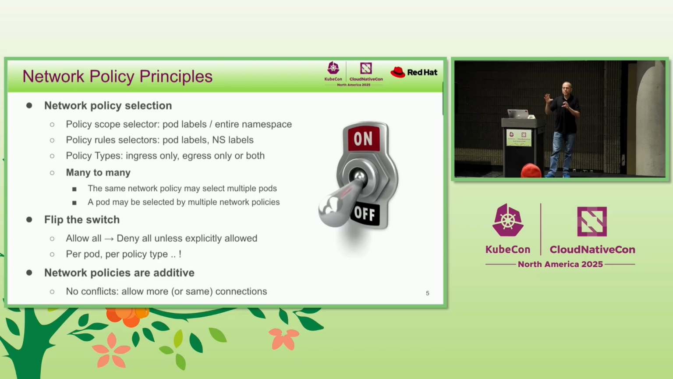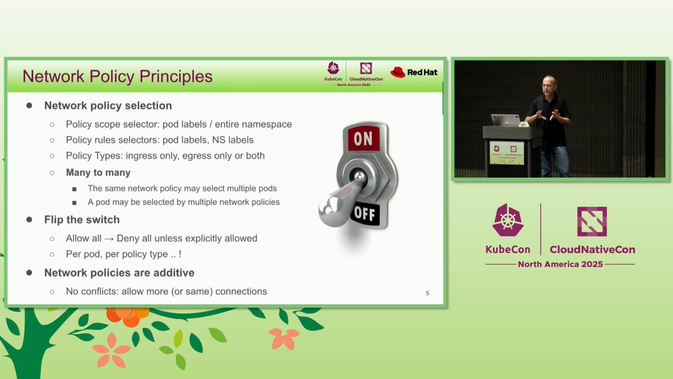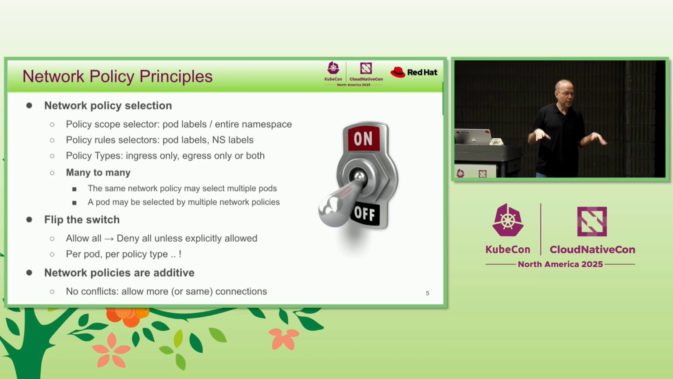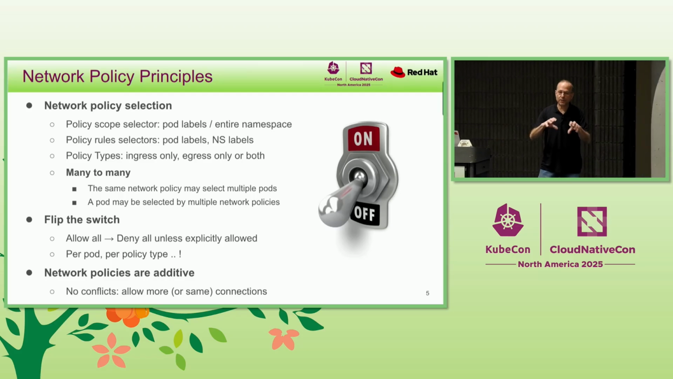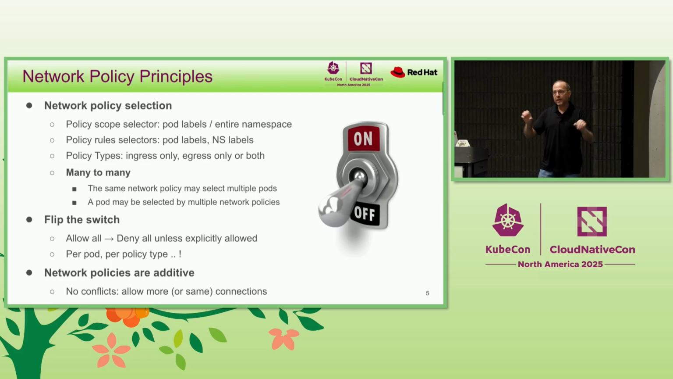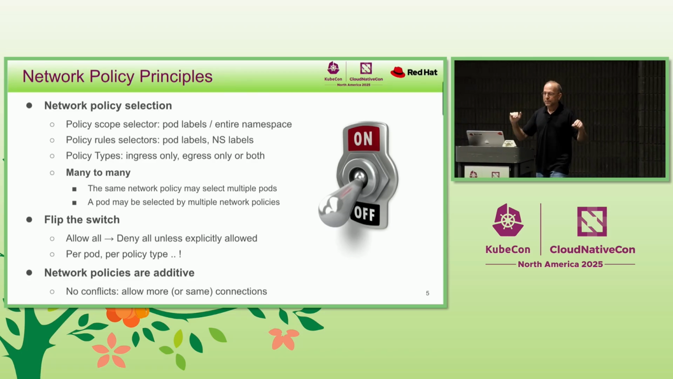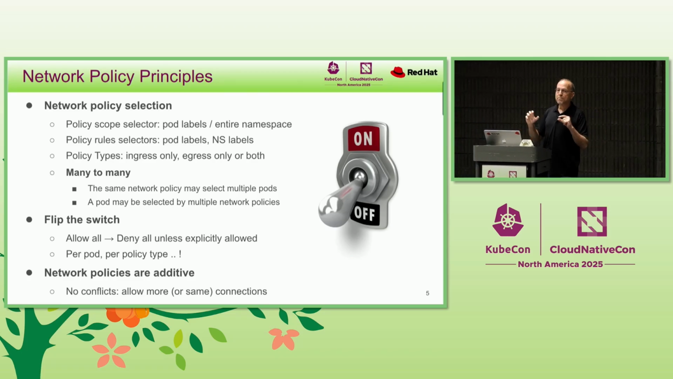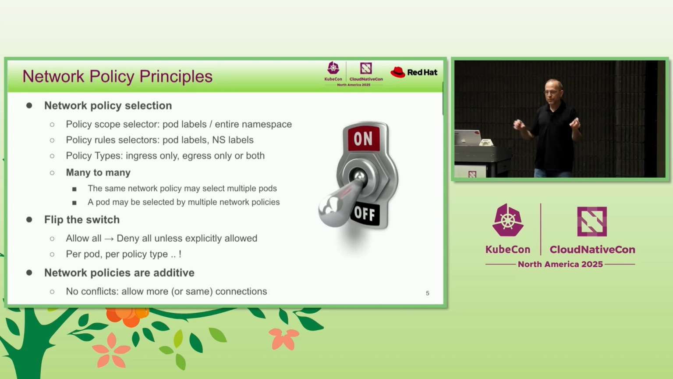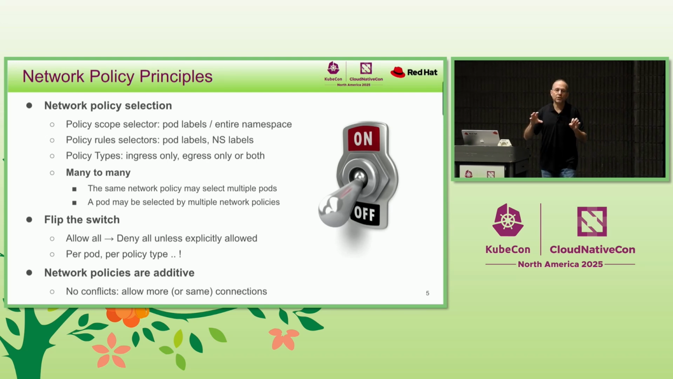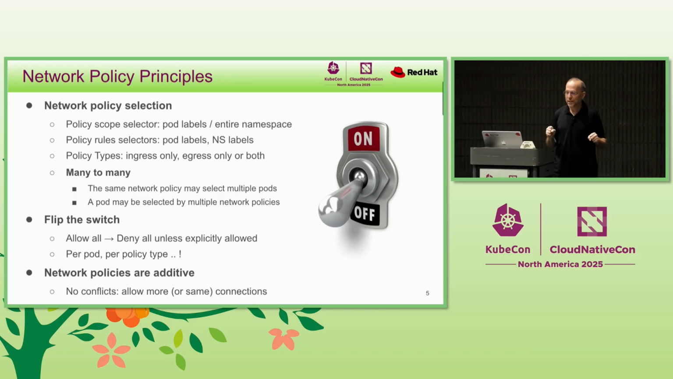Now, the same network policy resource can select multiple pods. The thinking here was, I want to be able to centralize my policy, just put the policy in one place, apply to multiple pods. By the same way, a pod may then be selected by multiple network policies. So this does create a many-to-many relationship, and we're already starting to feel the complexity there.